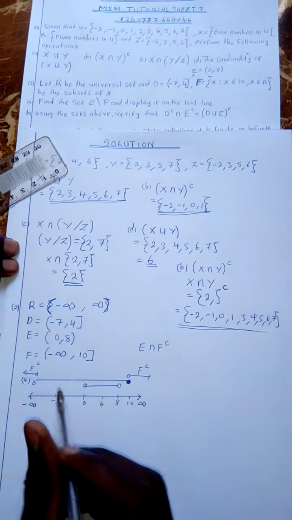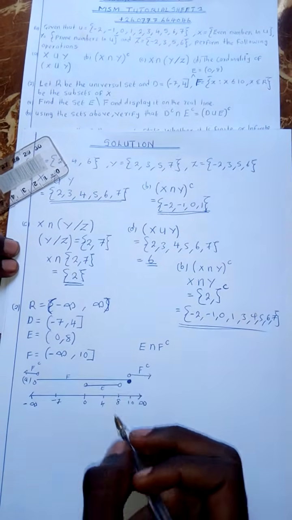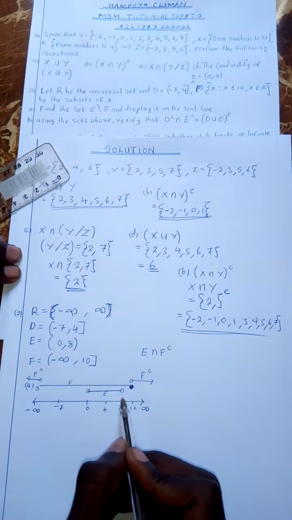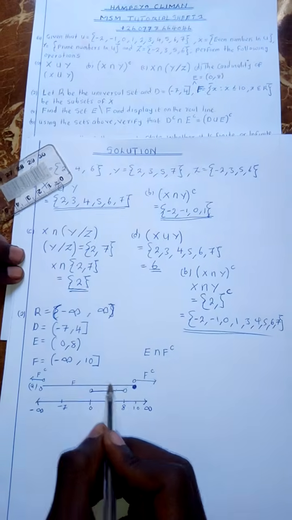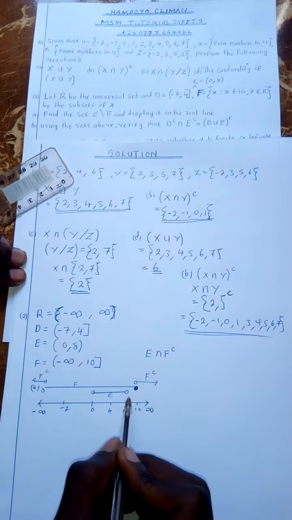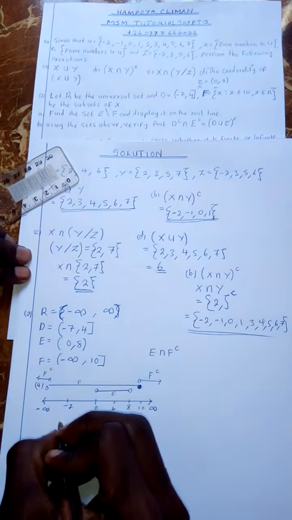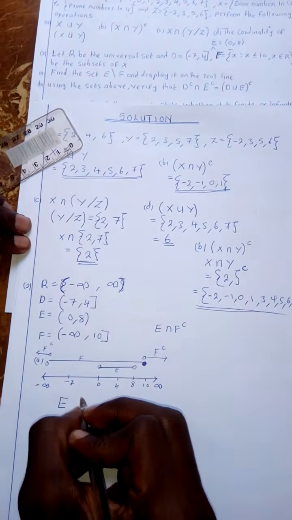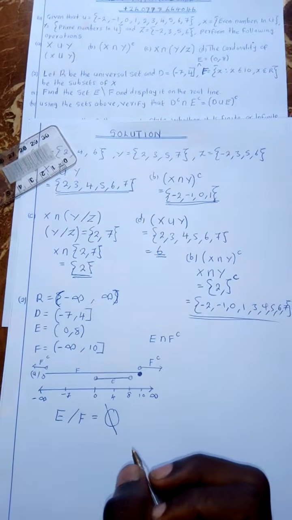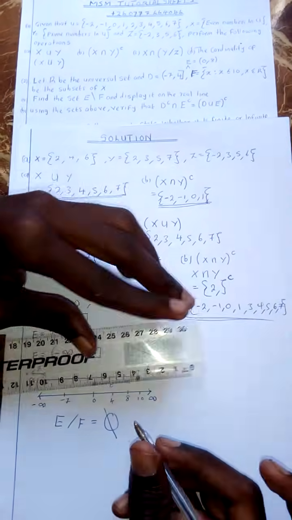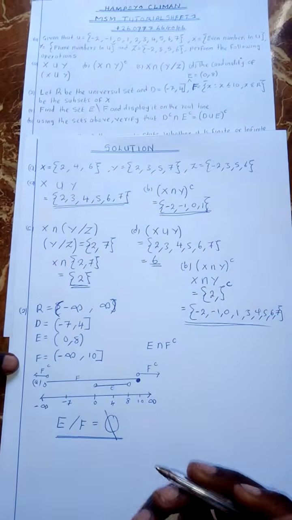Now when you check, there is nowhere where this set for E and this set for F complement are intersecting, because this is starting from here going this side, and this is from here in between. So these two are not intersecting anywhere. Therefore, we can simply say that E slash F is an empty set. That is the answer for this one.